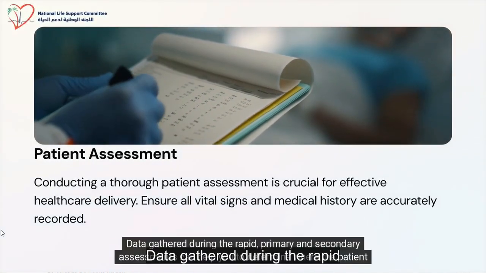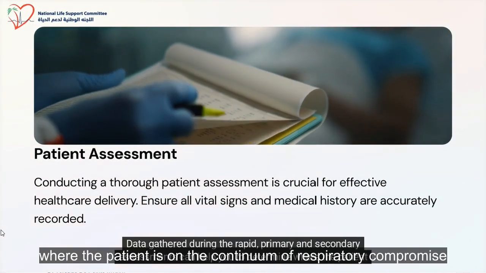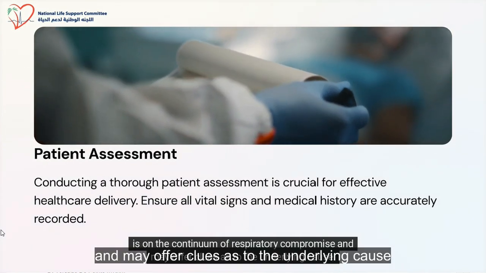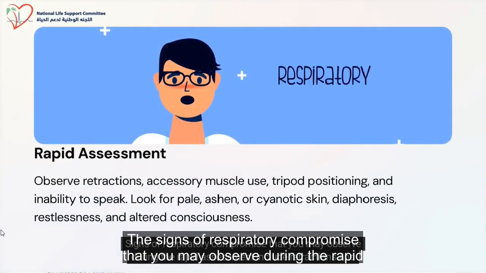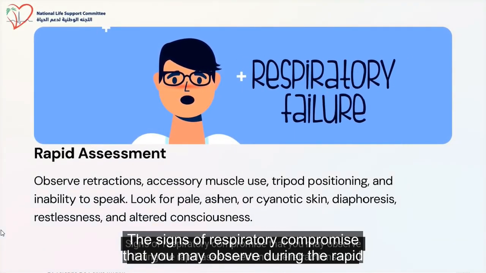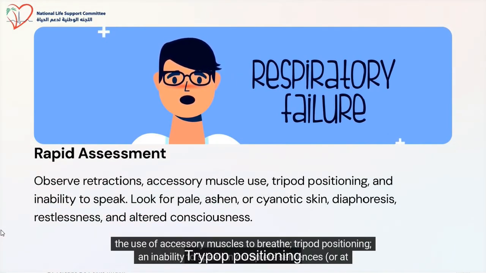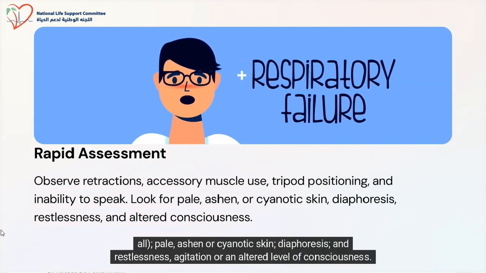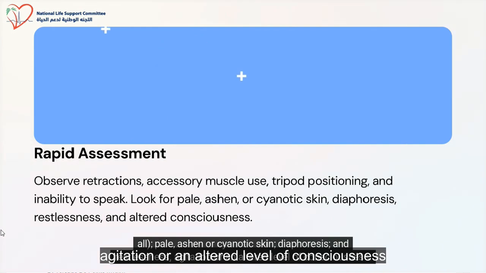Patient assessment. Data gathered during the rapid, primary, and secondary assessments can help you to determine where the patient is on the continuum of respiratory compromise and may offer clues as to the underlying cause. Signs of respiratory compromise that you may observe during the rapid assessment include retractions and the use of accessory muscles to breathe, tripod positioning, an inability to speak in complete sentences, or at all, pale, ashen, or cyanotic skin, diaphoresis, and restlessness, agitation, or an altered level of consciousness.